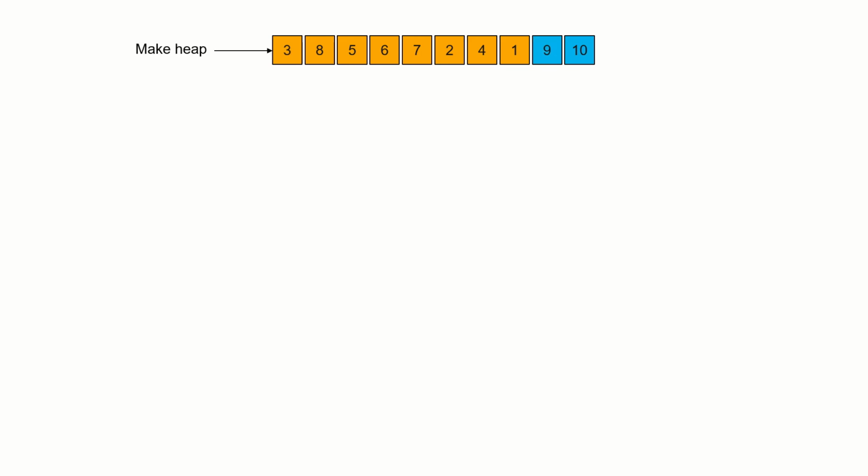Repeat the two steps on the orange collection: make heap, and then swap first and last element. Let's watch now how heap sort sorts the rest of the elements by iteratively calling make heap and swap.